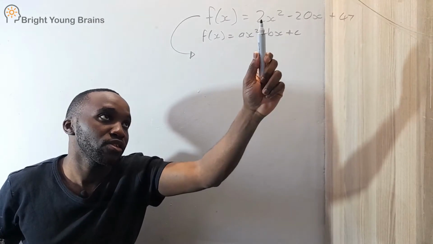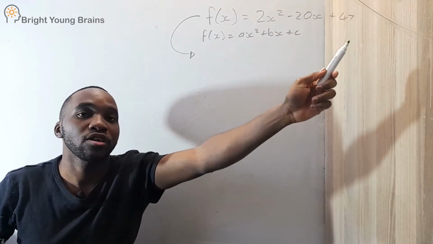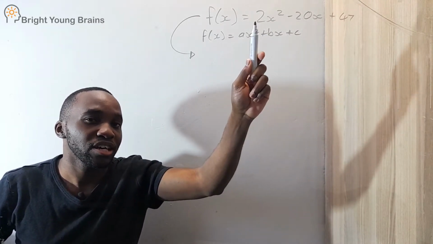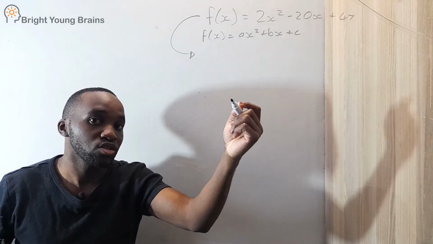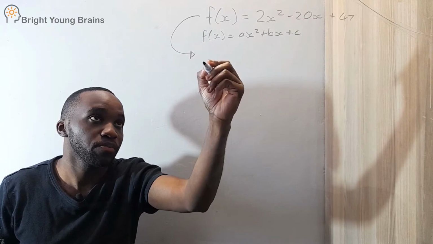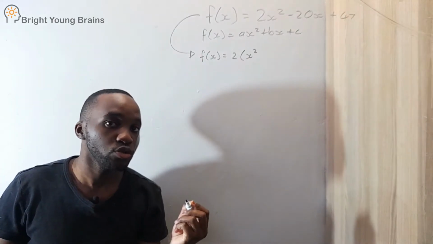It doesn't matter if it's not a common factor for all your values. Whatever this is, as long as it's not a 1, you need to take it out first. So in terms of us completing the square, this is what we're going to do first. You've taken out 2, right?